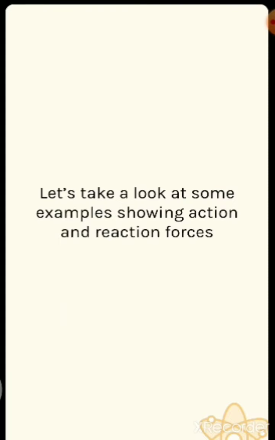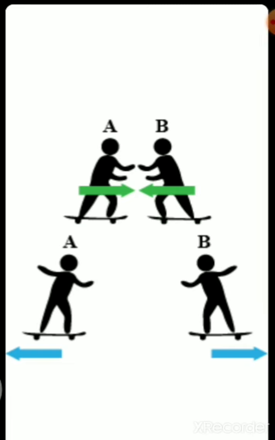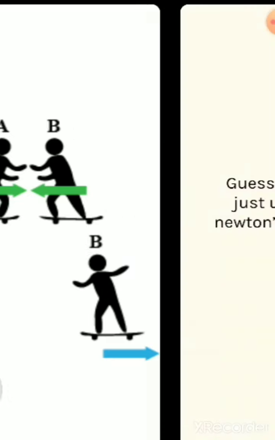So let us take a look at some examples showing action and reaction forces. Let us see this one. Two boys are on skating boards. Both are applying force on one another. The green arrowhead indicates the applied force. But after applying the action force, they move far away from each other, moving away from each other. That is the second figure, where the direction is also given. So action force and reaction force are both opposite in nature and always exist in pairs only.